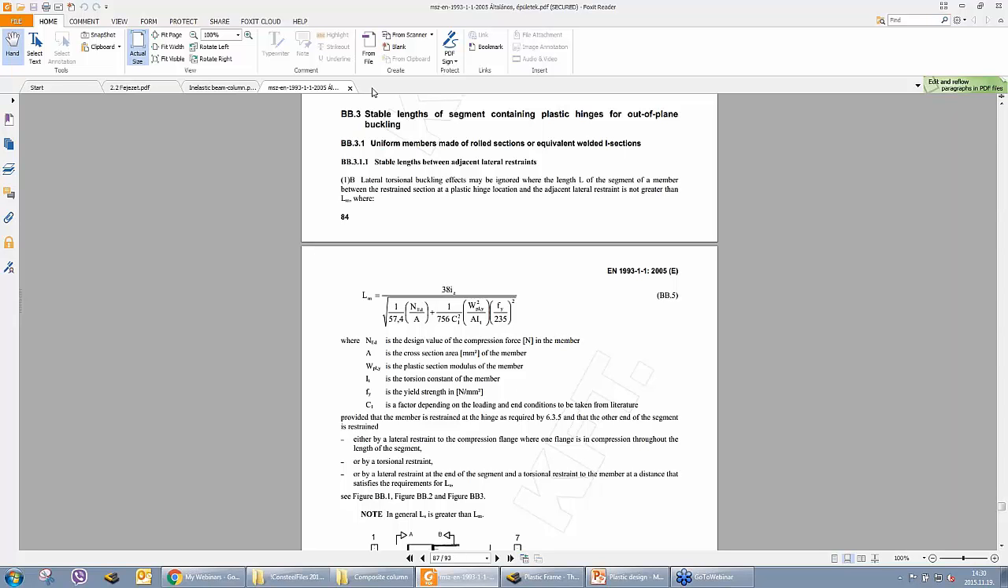So about the method, basically we have to calculate two types of stable length. The first is the stable length between adjacent lateral restraints. It is called LM.